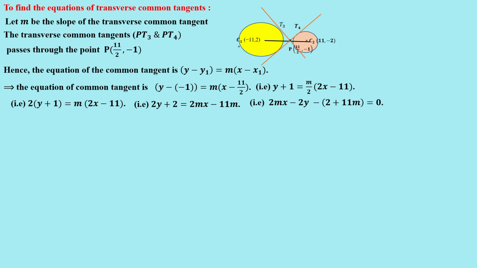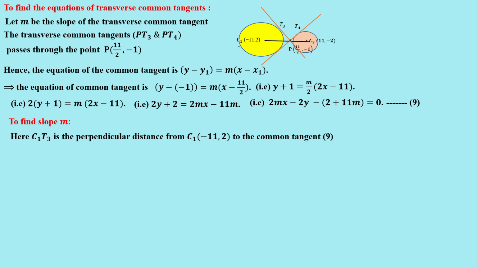Take all the left hand side terms to the right hand side. So 2mx minus 2y minus 2 minus 11m equal to 0. So this is a linear equation, a straight line equation, which represents the equation of the common tangent, that is equation number 9. To find the slope m, C1T3 is the perpendicular distance from the center C1 (minus 11, 2) to the common tangent, equation 9. Because the common tangent equation is already there, that is why we are mentioning 9.